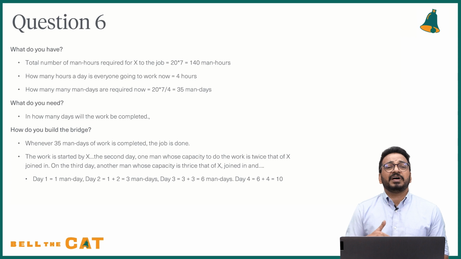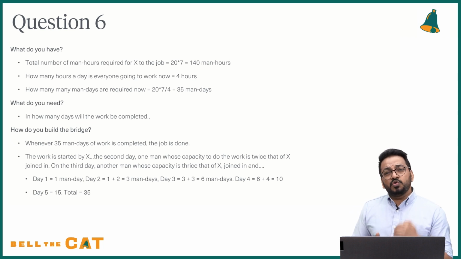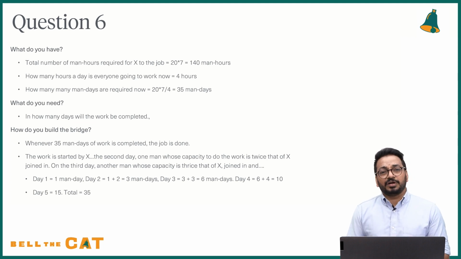So day 5, somebody 5 times as good is getting added. 10 plus 5, it is 15. So 20 plus 15 is 35. At the end of 5 days, the 35 man days of work is completed. We've calculated that X alone, if he's working 4 hours a day, needs 35 man days. X is there. People are joining him. Day 1 he's alone. Day 2, day 3, day 4. Whenever this total of man days becomes 35, it's done, right? So we looked at what is there, and again we looked at how to build the bridge.